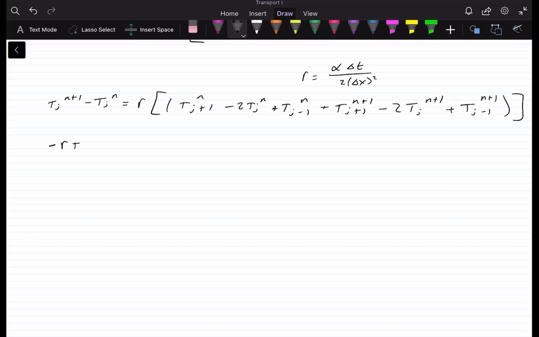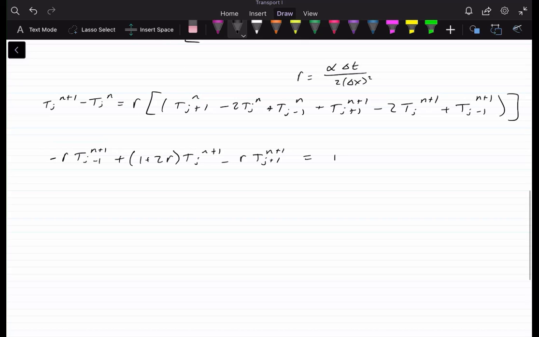minus r Tj minus 1 n plus 1. That looks really bad. I'm going to redo that. So minus r Tj minus 1 n plus 1 plus 1 plus 2r Tj n plus 1 minus r Tj plus 1 n plus 1. And that's our left side of the equation.